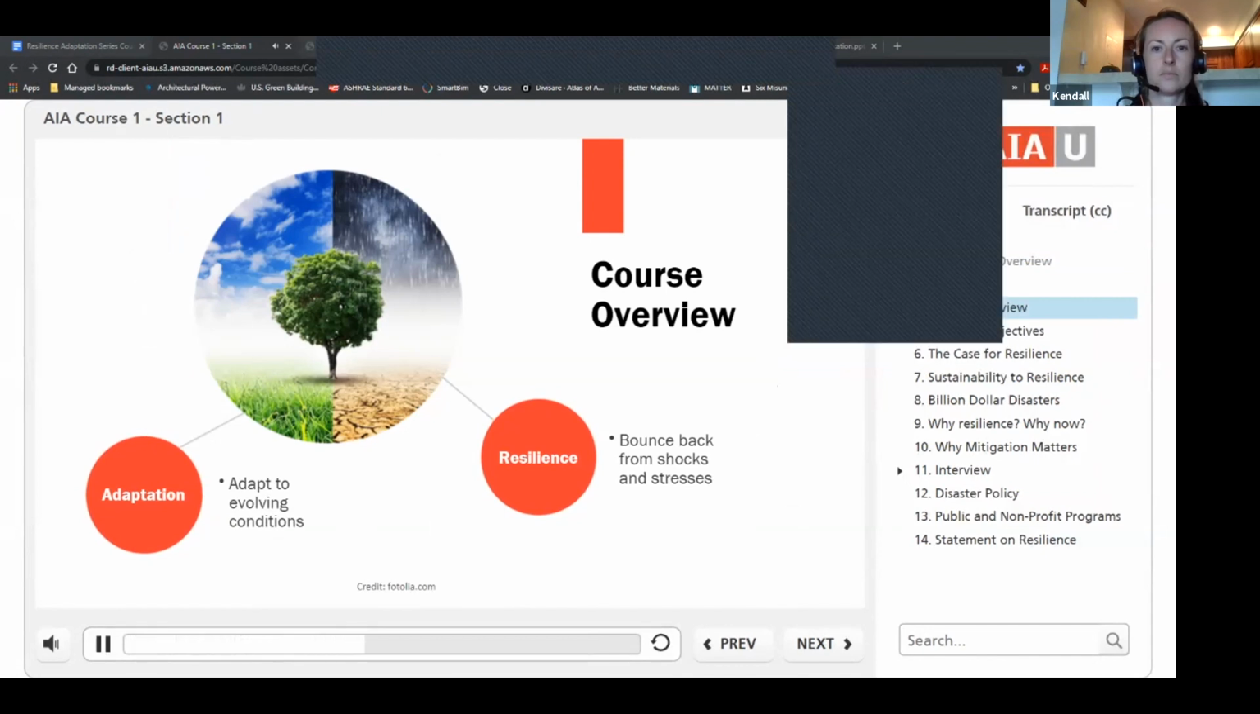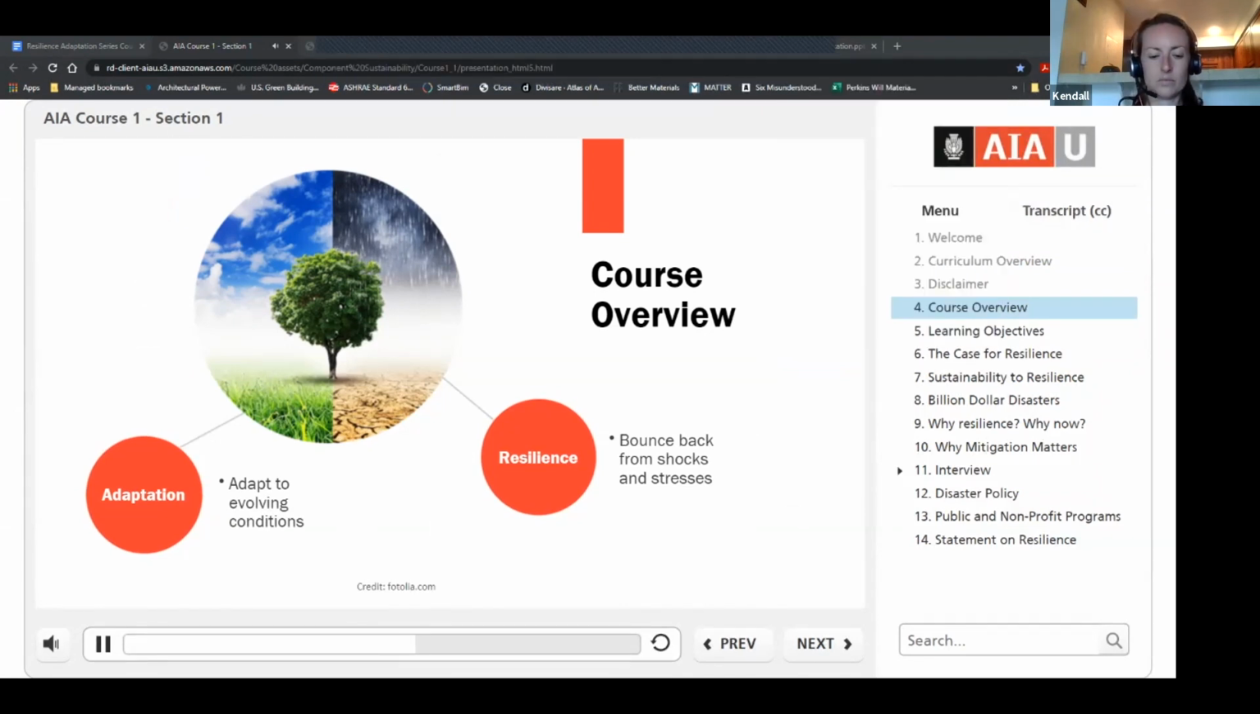This course will provide examples of the shocks and stresses communities and buildings can encounter. In this sense, you will learn that natural hazards aren't the only threats that communities face. Communities must also acknowledge changing conditions in the physical, economic, and social environment and be able to adapt to these changing conditions over time. Architects are critical to accomplishing both objectives, creating buildings and communities that are resilient and adaptable.